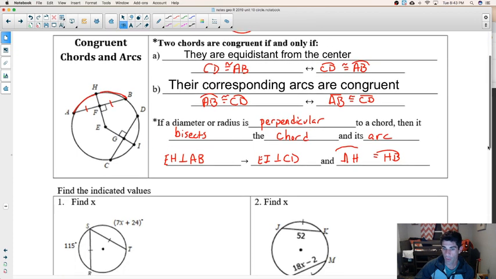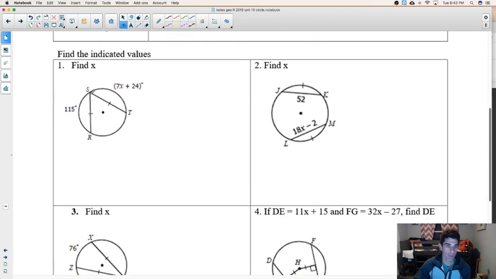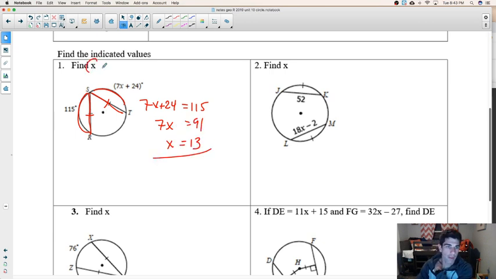So let's do some practice problems with that. Here I'm showing you two chords, SR and ST. I'm telling you they're congruent. That means these two arcs right there are also going to be congruent. So 7x plus 24 would be equal to 115 degrees. Then just go ahead and do some math. Move that 24 to the other side, you're going to get 91. Divide by 7, and you have 13. Find the value of x. There you go.